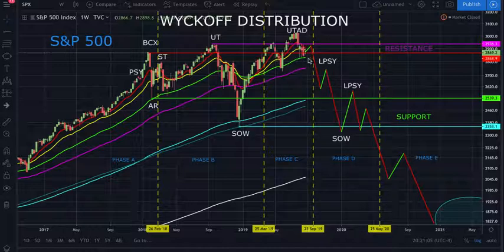We come down immediately to the 50. We did actually find a little bit of support. It wasn't immediately. We come down to the 50, and then you'll see that's where we were kind of consolidating.